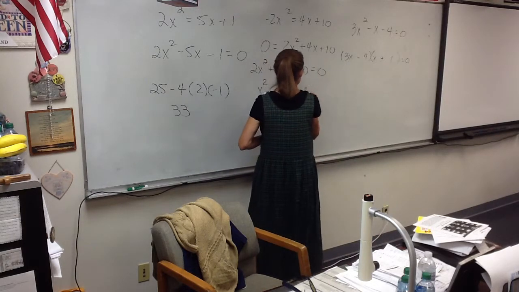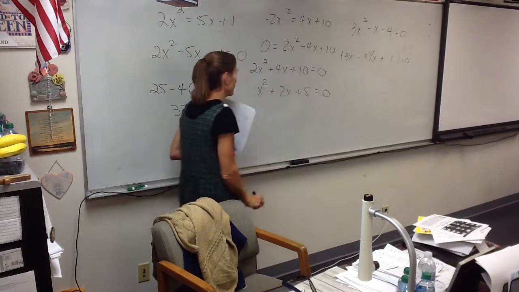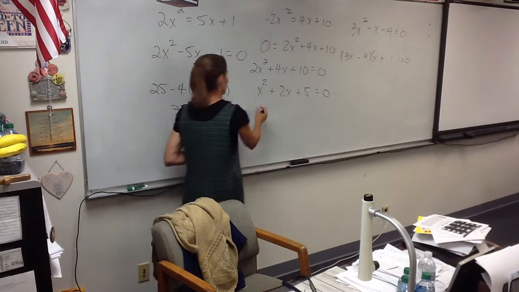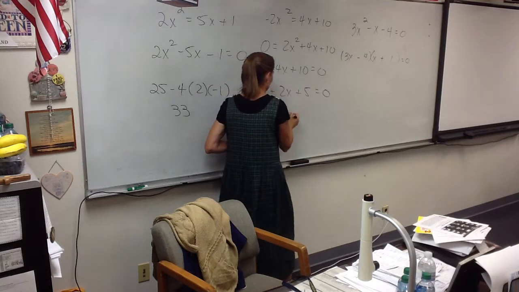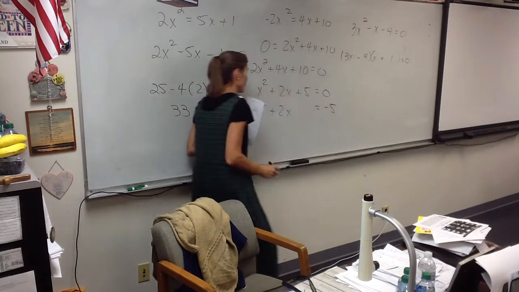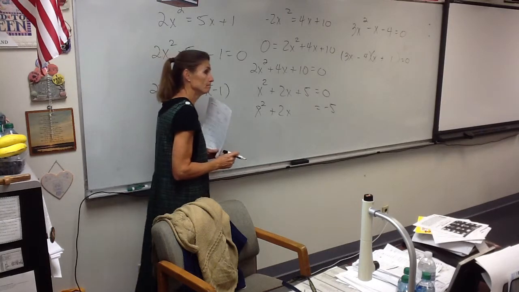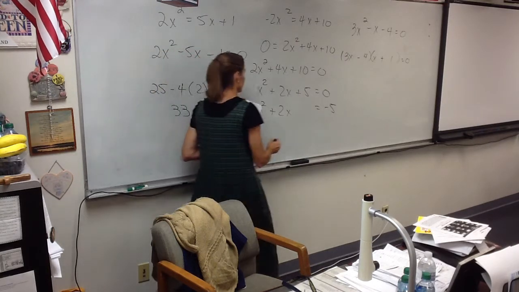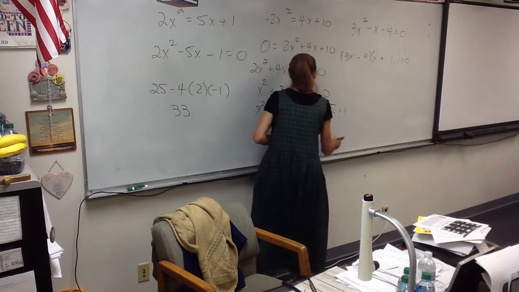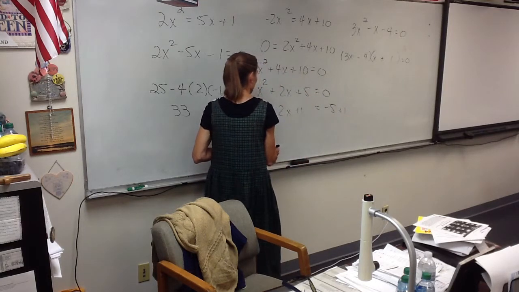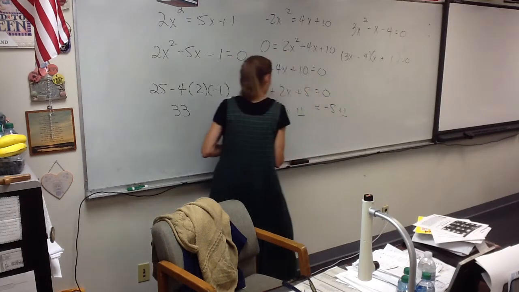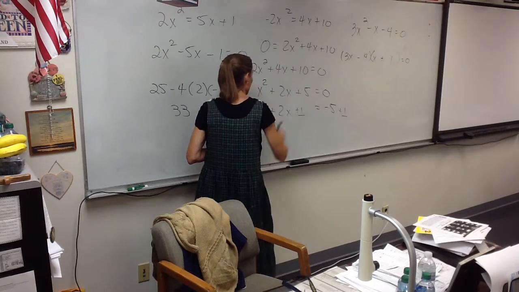Luckily, no fractions, so that's good. Okay, then what am I going to do? Add 5 or subtract. Okay, then what do I do? Take half of 2, so 1, and times it by 1. So you add 1. Then what do I do? Then you add it. Yeah, I added 1 to both sides.